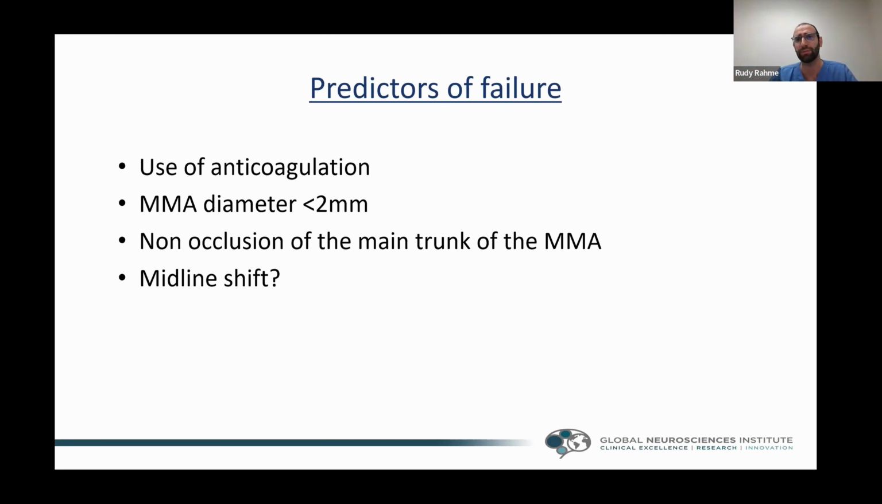Midline shift is a question mark, because a 2 millimeter midline shift is not like a 10 millimeter midline shift, but it's been reported as possible. A higher midline shift is a predictor of failure, and I'll argue a higher midline shift should not go as a standalone middle meningeal artery embolization.